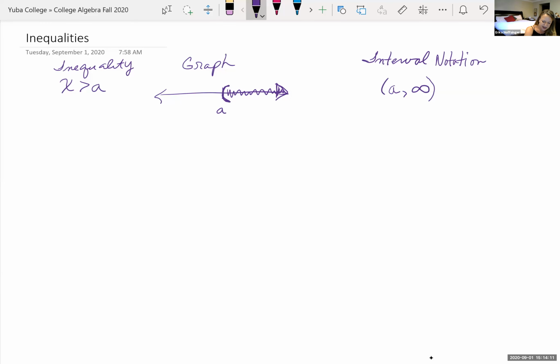If this had been x is greater than or equal to a, the only difference here is that instead of the parenthesis at a, we have a bracket. And that should clue you in that you are including that value of a as part of the solution set. So same thing with interval notation: either parenthesis or bracket, depending on if you're including it or not. So we're including a, so a bracket, a, comma, infinity.